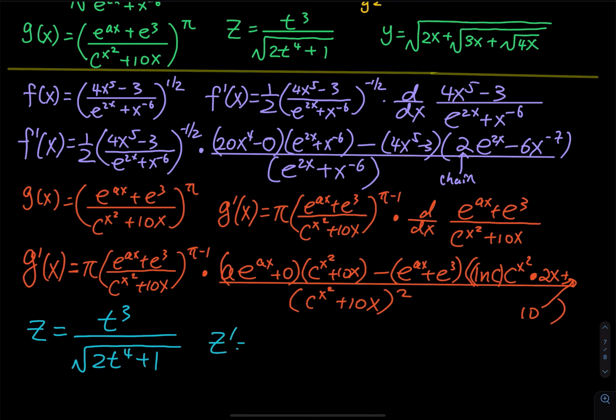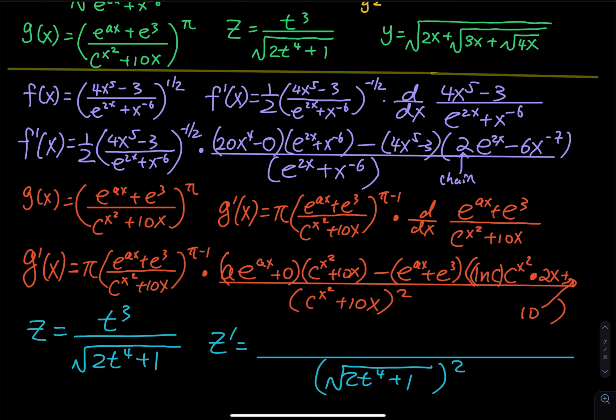So we have z prime equals to, we have to square the denominator, right? So we have a square root 2t to the 4 plus 1, and then once we square that, the square root is gone. The top, we have a 3t squared times the square root 2t to the 4 plus 1, and then we have to do a minus t to the third, and then we multiply. We bring the square root down, and then square root minus 1 is negative 1/2.